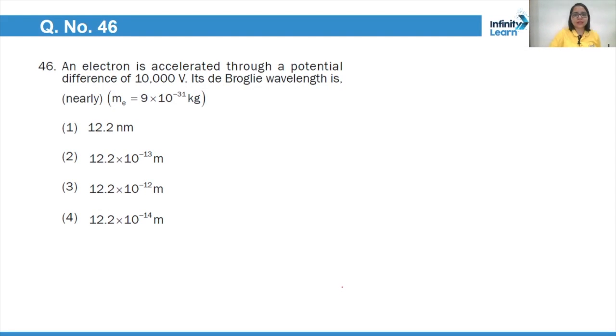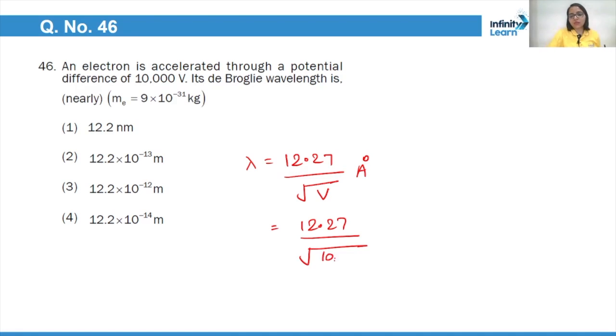The electron is accelerated through a potential difference of 10,000 volts. Its de Broglie wavelength is nearly: lambda equals 12.27 divided by root V angstrom for the electron. So it is 12.27 divided by root of 10,000 angstrom, that is 10 power minus 10 meter. After solving this, you'll get lambda nearly as 12.27 into 10 power minus 12 meters. So the correct answer will be option 3.